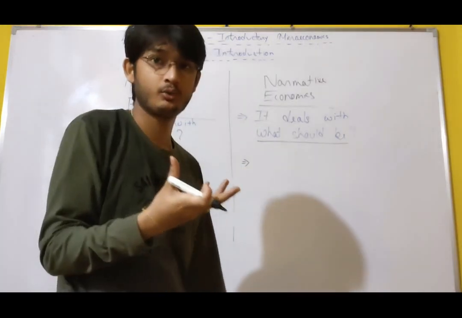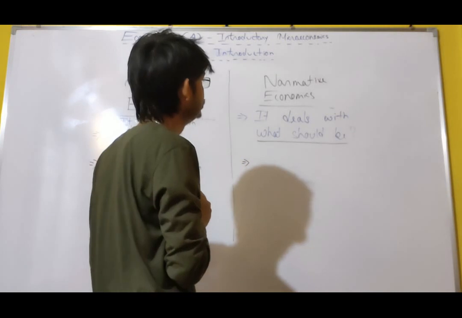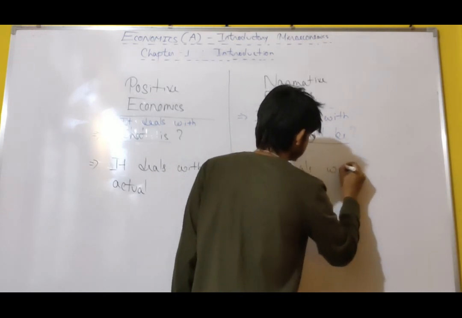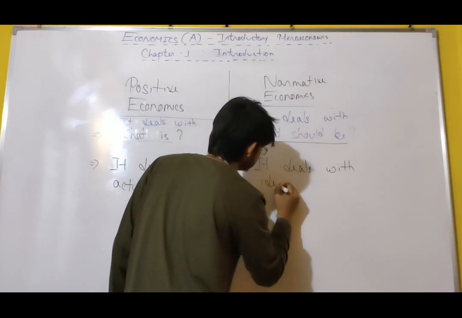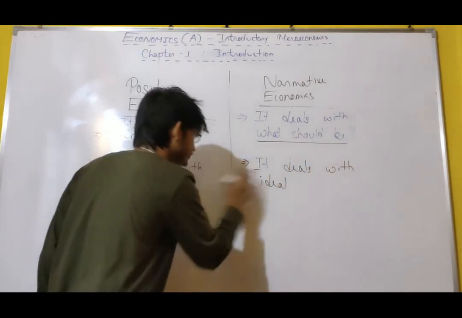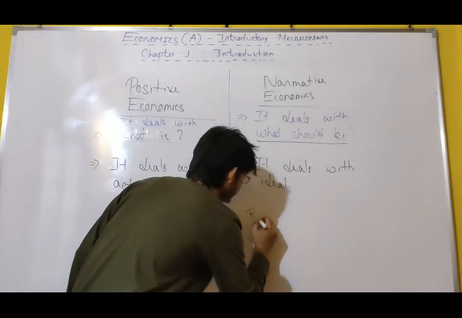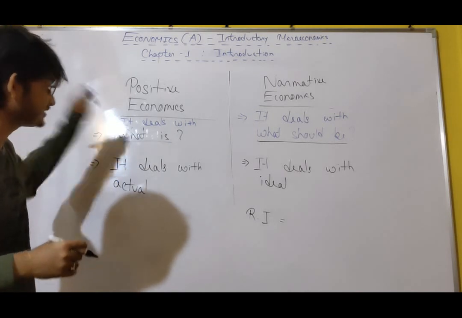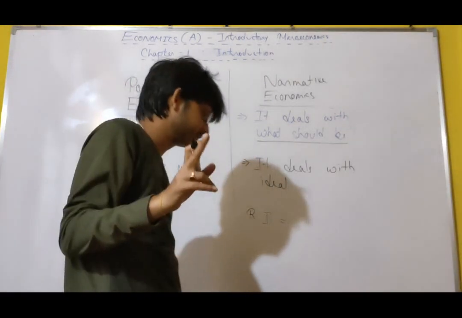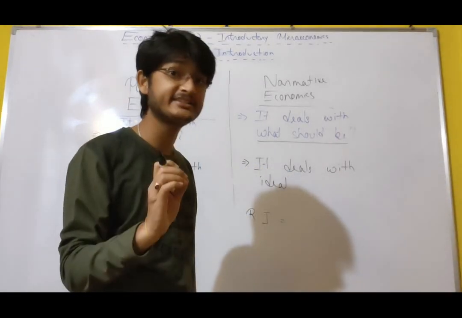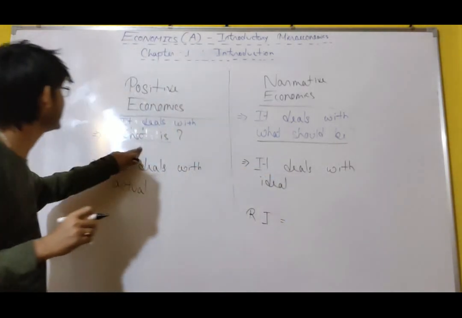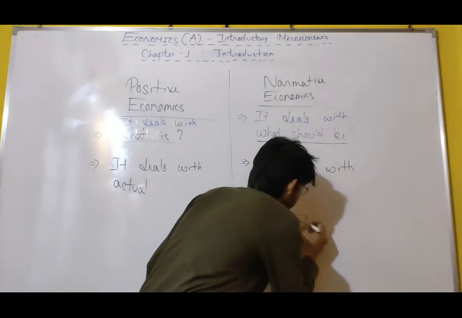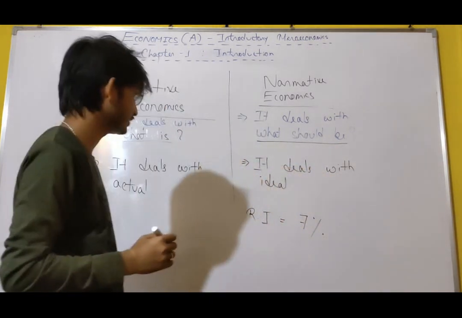What is the best one? What is the ideal one? So that is discussed under normative economics. It deals with the ideal. For example, let me show you how it deals with ideals. Like the rate of inflation, I'm just writing RI, rate of inflation. Suppose I am asking, what is the rate of inflation? Just listen carefully to the question. What is coming under positive economics? Maybe we have come across a quick answer that the rate of inflation is 7%.